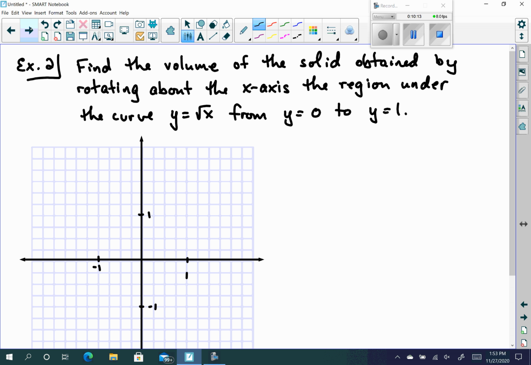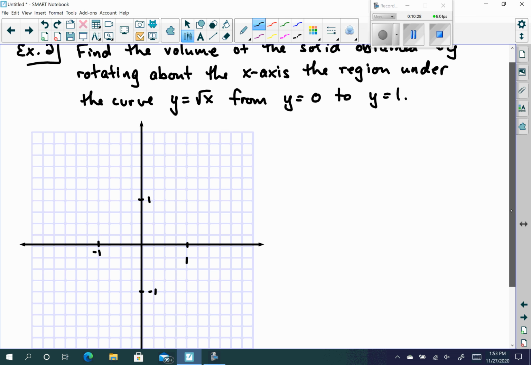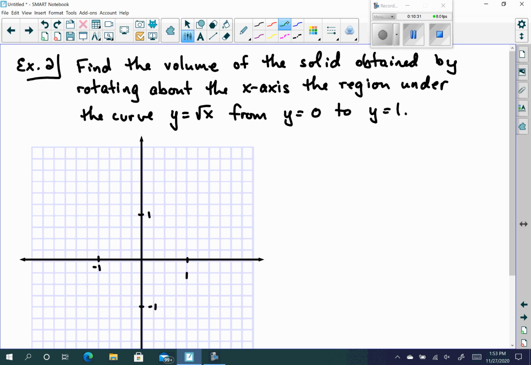All right, go ahead and copy this example down. Here we're going to find the volume of the solid obtained by rotating about the x-axis the region under the curve y equals the square root of x from y equals 0 to y equals 1. So notice here it told us our y value, so we have to do this with respect to y. So if I go to graph, there's only one curve here, y equals the square root of x. So the square root of 0 is 0, square root of 1 is 1. But this would be the top half of a sideways parabola, so it's going to start to look like this.